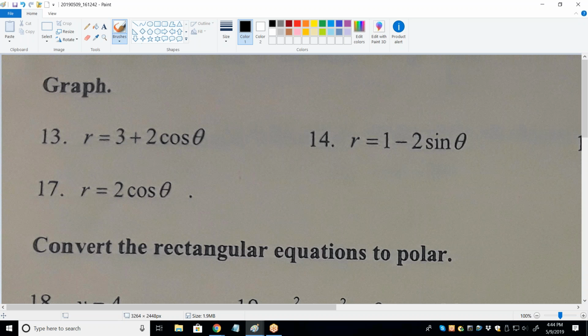Well, I'm trying to figure out if that's the best thing to do. I think it is. I think their intent on wanting you to graph these is for you to make a table and plot the points, and then connect the dots, and you'll get the cardioid, or the petals, the flowers. There is a standard formula for those.